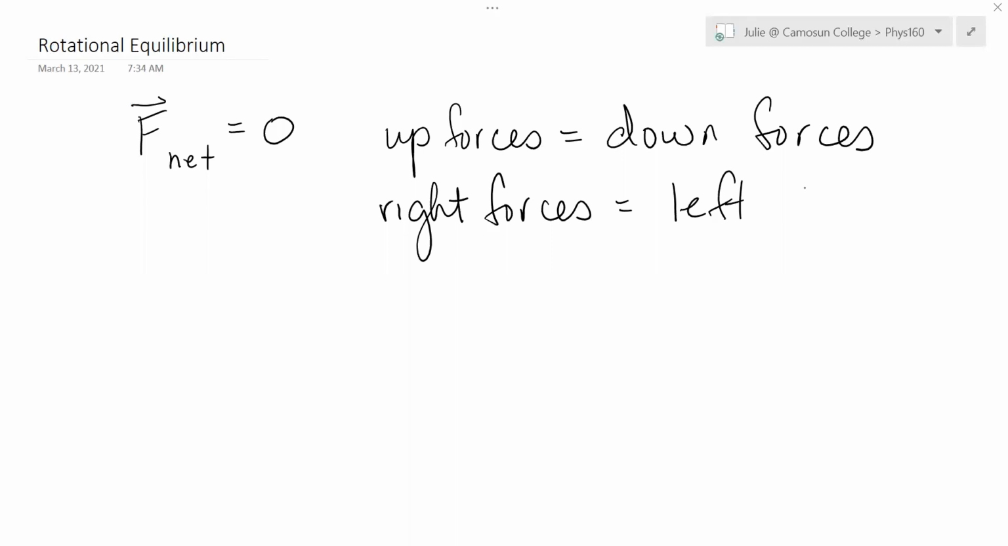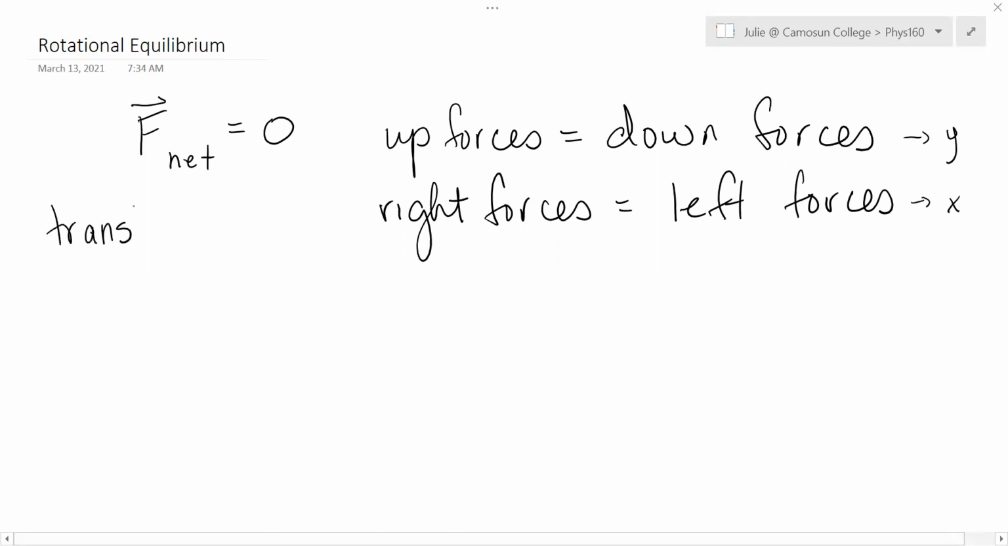And that was when we made our table, and so this is the y component and this is the x component, and we made the table and we made sure they all added to 0. Alternately, we could simply balance the up and the down forces and the right and the left. Now that's called translational equilibrium. And that means that the object won't, as a whole, move left, right, up, down.